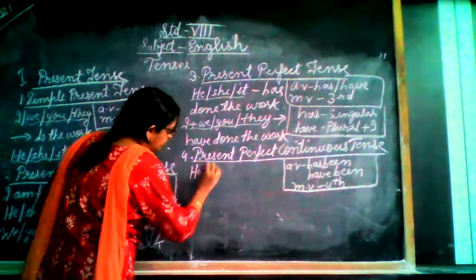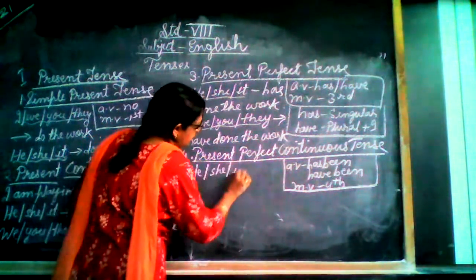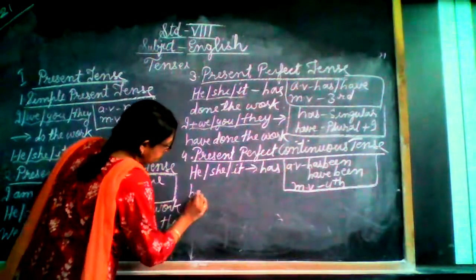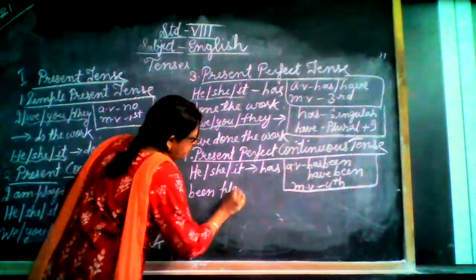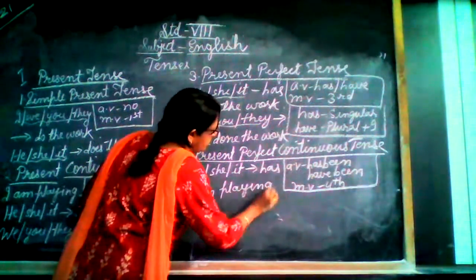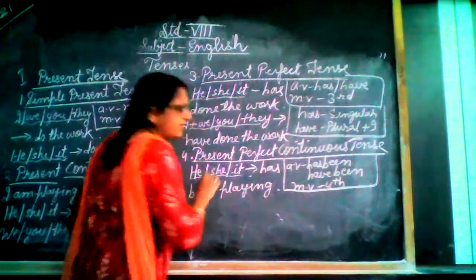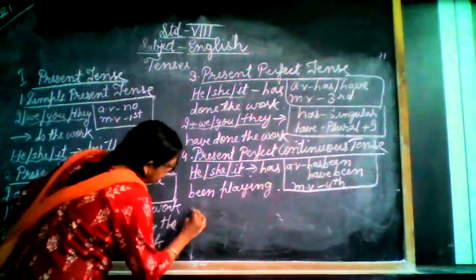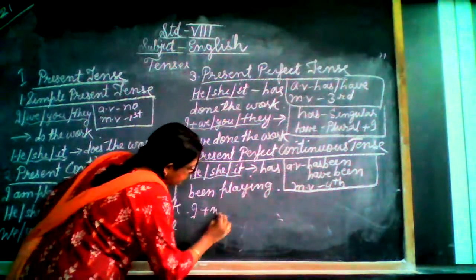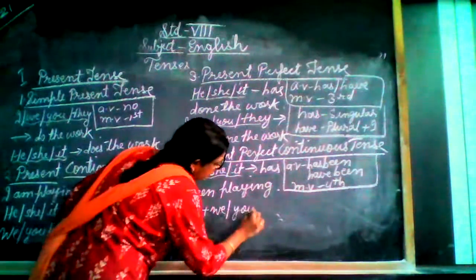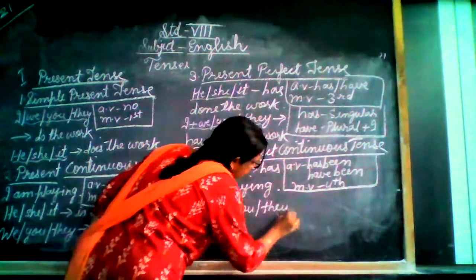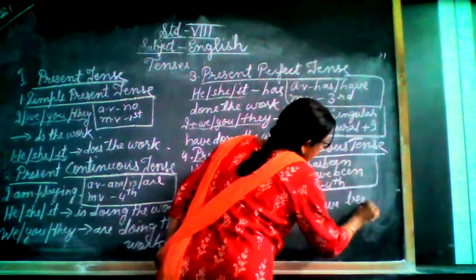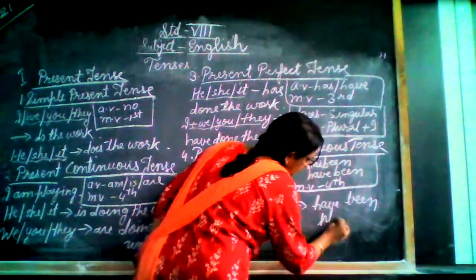So again, has been for the singular and have been for the plural and I. He, she, it, that is singular, has been playing. He, she, it has been playing or doing the work, whatever it is, you may add to the sentence. Then with I and plural, that is we, you, they, have been playing.